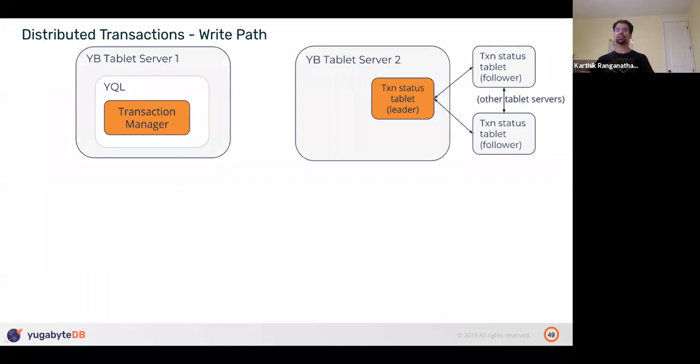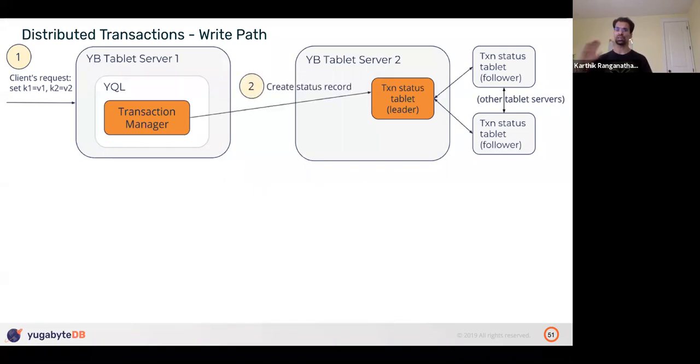Okay, with that, let's look quickly at the distributed transactions code path. You have a transaction manager, which is any node that receives the transaction; every node has a transaction manager. So you just hit any one node, and it becomes the transaction manager. The first thing is the client says, hey, update these two keys, K1 and K2. The transaction manager says, great, I'm going to do that, but first I need to record this transaction somewhere. So it puts this into the transaction status tablet to say, this transaction is in progress. This is the ID of the transaction, and this is the set of operations it's doing, or just some information about it.